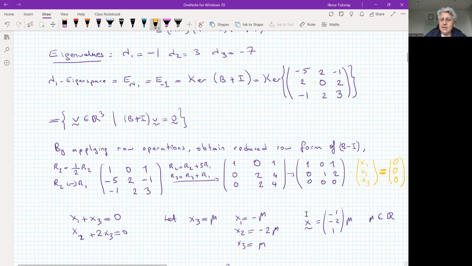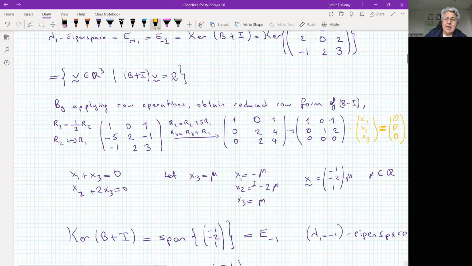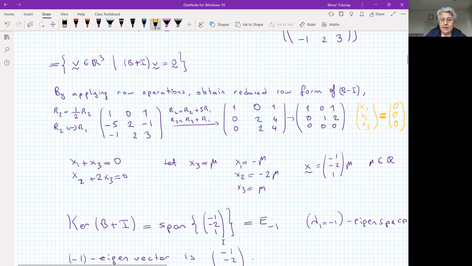So it means that these kinds of vectors make this space, right? It means that the kernel space of B plus I, which is the eigenspace, the minus 1 eigenspace, is the span of this vector, minus 1, minus 2, 1. And spanning means that infinitely many constants times a particular vector make up the span of that vector.